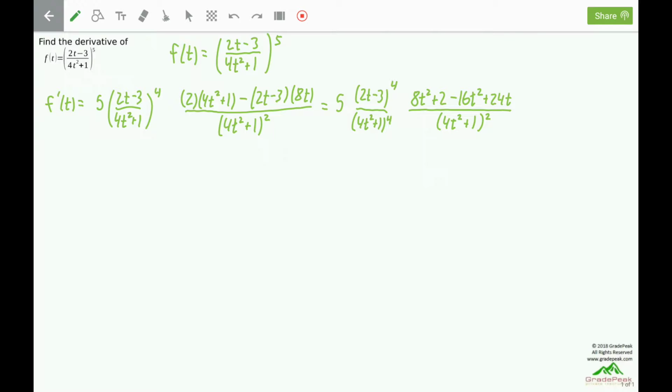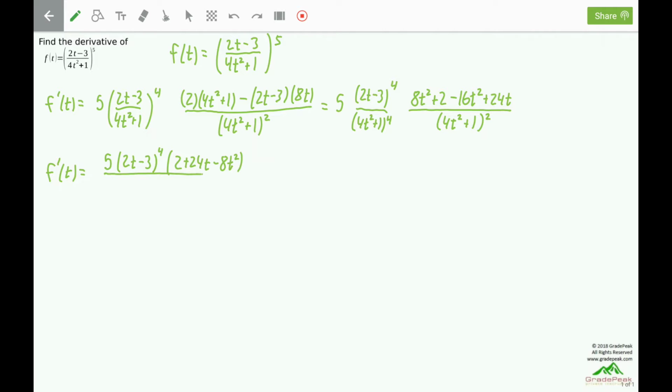Now these fractions are all multiplying each other. In the numerator we have a 5. We have a 2t minus 3. It's to the 4th power. And then we have this expression here, which we can combine like terms together. 8t squared minus 16t squared will come out to a negative. So I'm going to write the constant first so I can start with a positive number. I have a 2. I have a positive 24t. And then I have the 8t squared minus the 16t squared, which is the negative 8t squared.